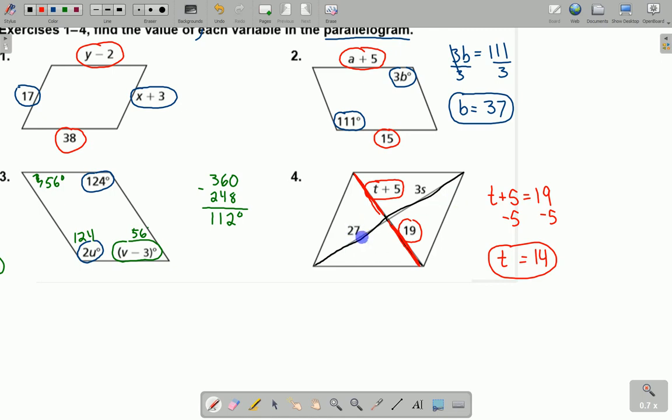All right, do this last equation here for number 4, and then try the next slide as well. There's 4 problems for you to try there.